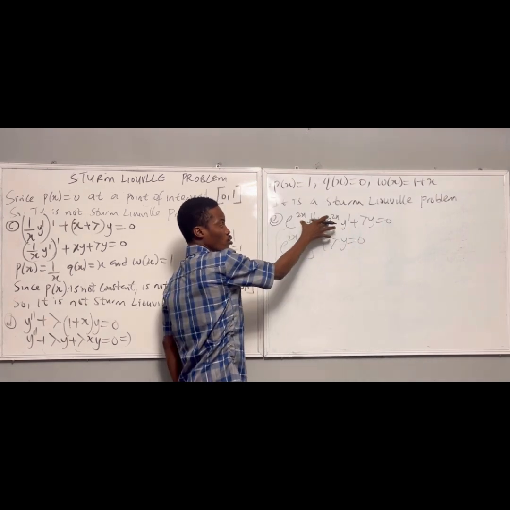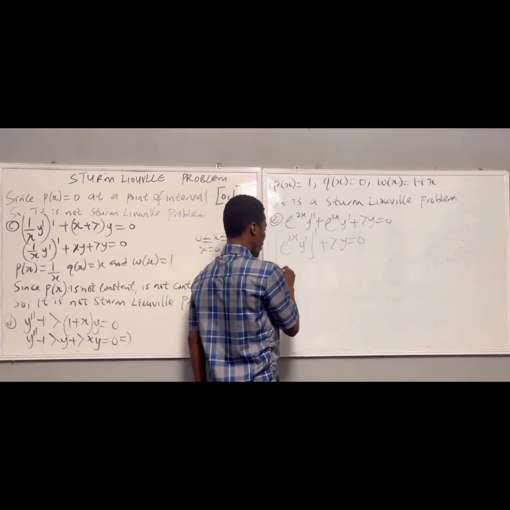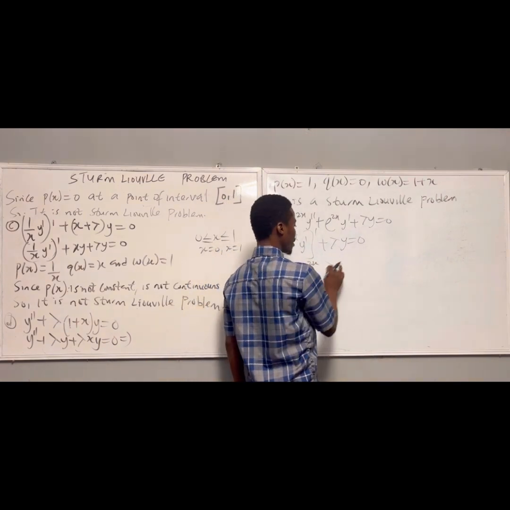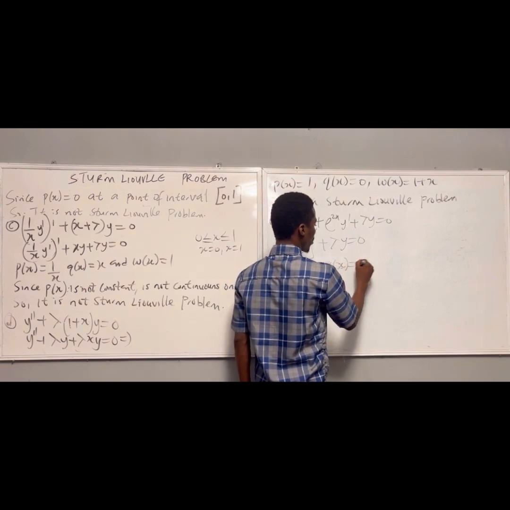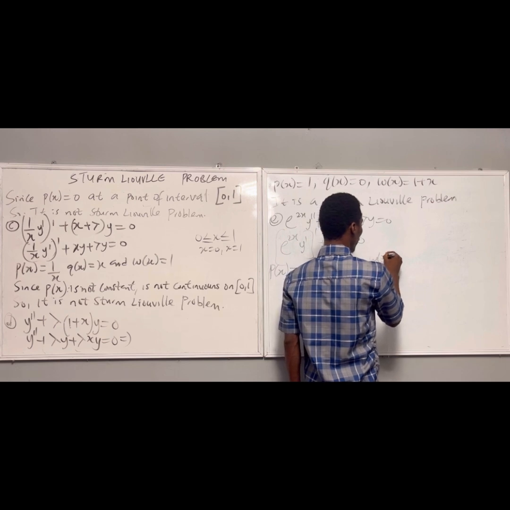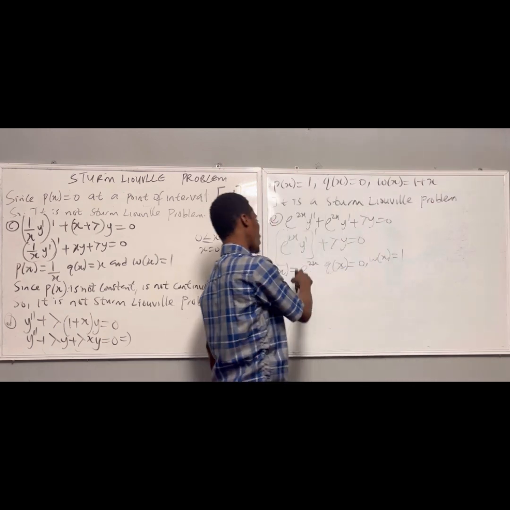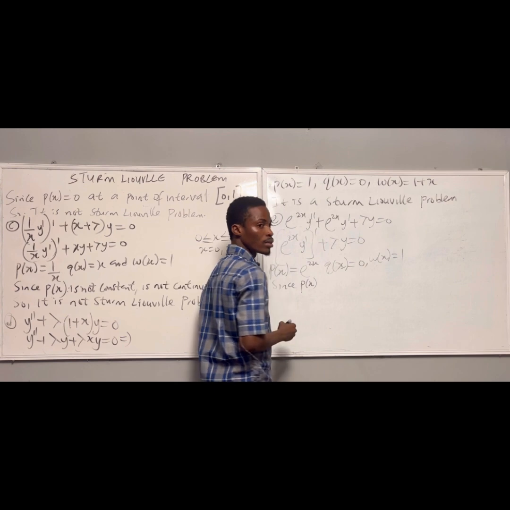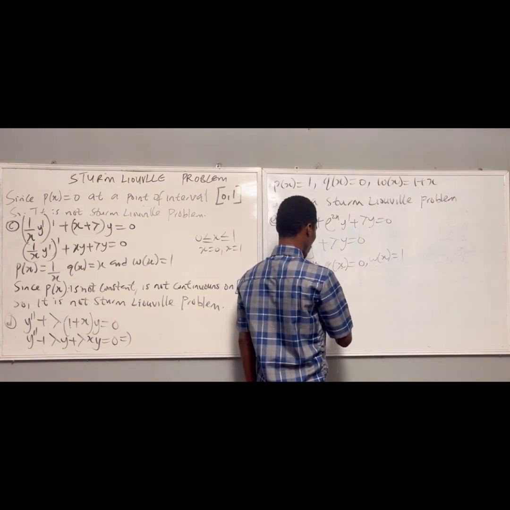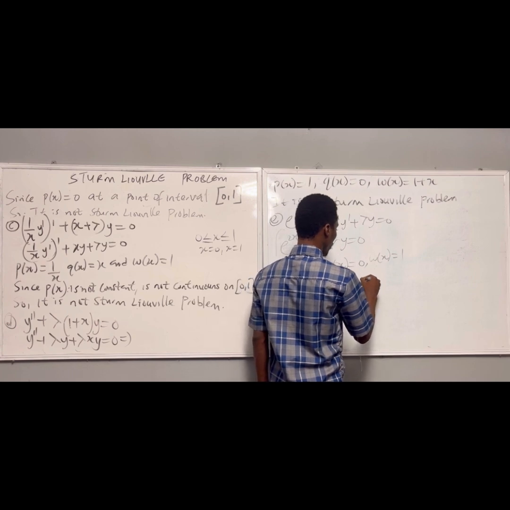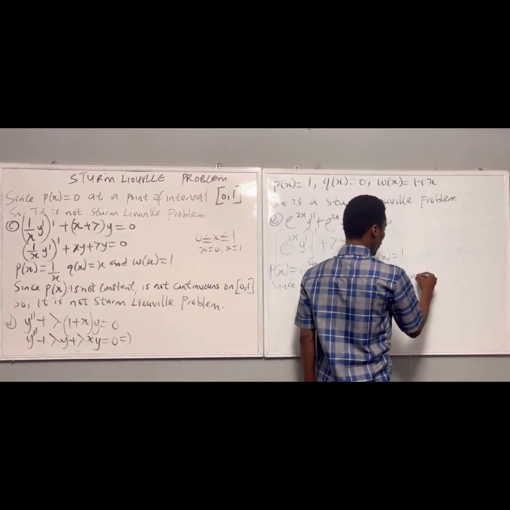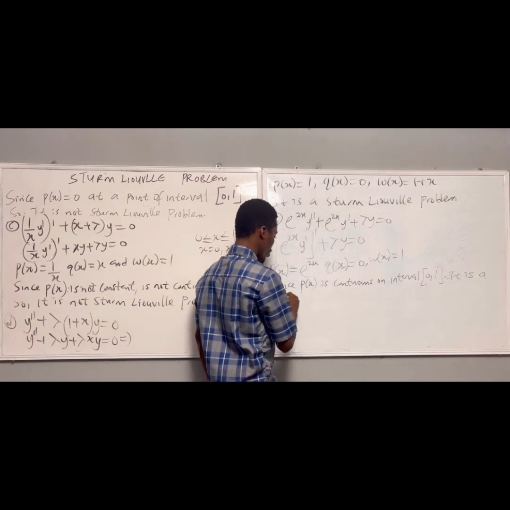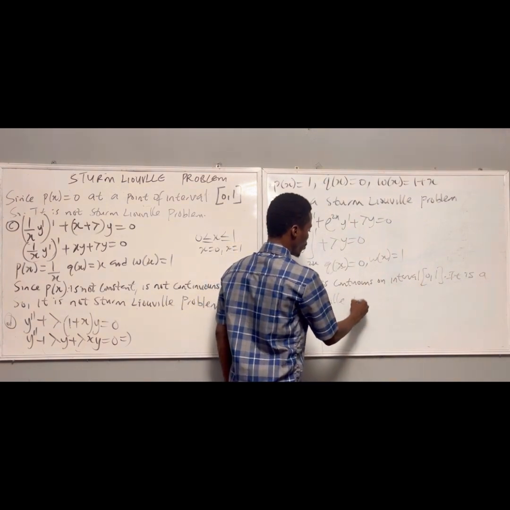Because if you open this one, you are going to have this. So our p of x here is exponential 2x. We don't have q of x, so our q of x is 0. Our w of x is the coefficient of lambda y, which is 1. Since p of x is continuous on interval 0, 1, it is a Sturm Liouville problem.